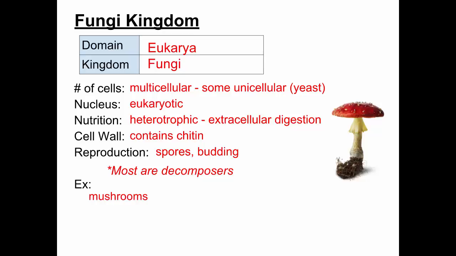So examples of fungi are mushrooms, but also things like mold that might grow on an old piece of bread. Mold and mildew that grow in sort of damp areas. Yeast that we use for baking and fermenting things, that's a fungus.